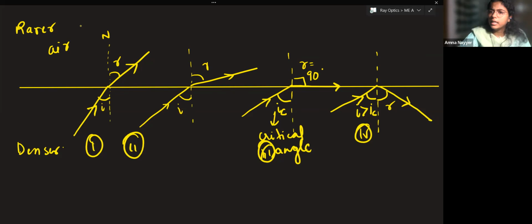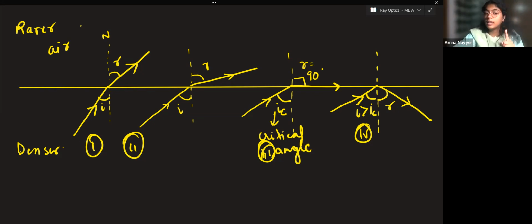angle. If it is not greater than the critical angle, if it is equal to the critical angle, then the angle of refraction will be 90 degrees and refraction will occur. This is also refraction only. If it is less than the critical angle, then simple refraction will occur with an angle of refraction less than 90 degrees. Right. So for total internal reflection to occur, your incident ray should move from the denser to the rarer medium. Your angle of incidence should be greater than the critical angle. And what is the critical angle? The critical angle is the angle of incidence for which the angle of refraction is 90 degrees.